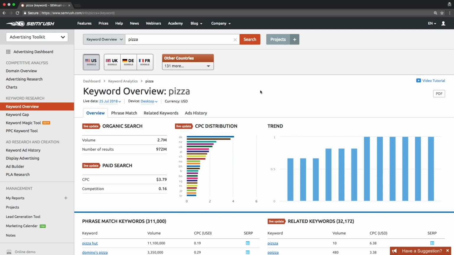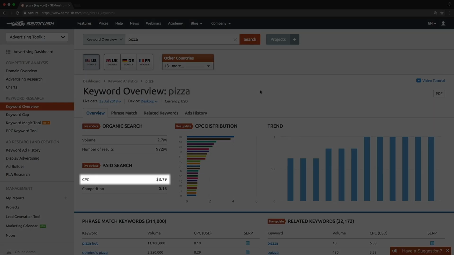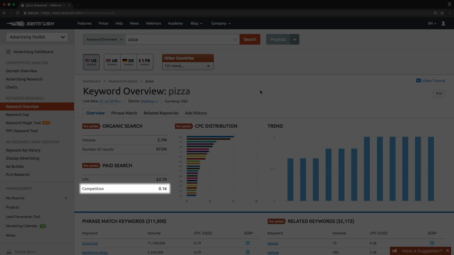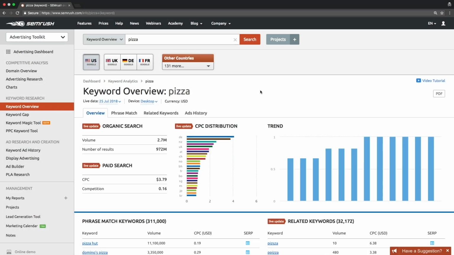The competition level is reflected in two metrics. First, cost per click, or CPC. It is the average minimum price advertisers pay for a click on an ad triggered by the queried keyword. Second, competition. This is the same metric as competitive density, which we faced in the advertising research report. It shows how many competitors are bidding on a certain keyword on Google AdWords. 1 means formidable competition, while 0 means you can achieve high rankings easily.